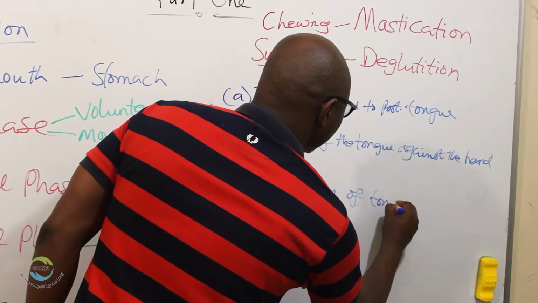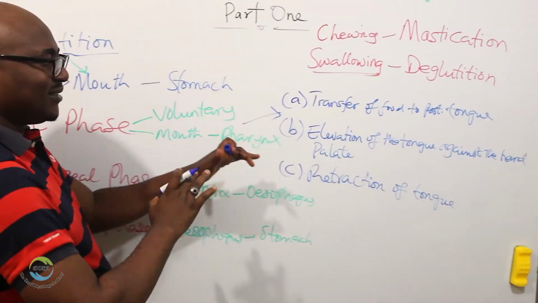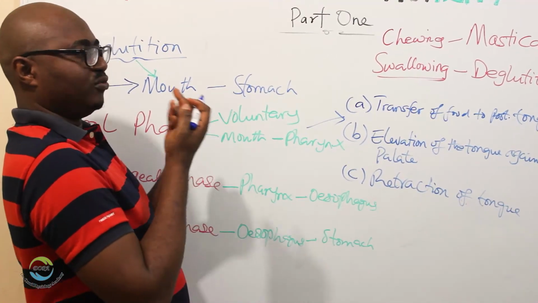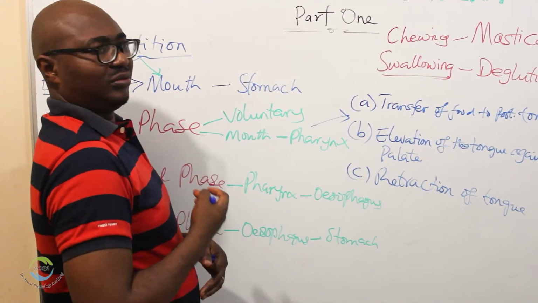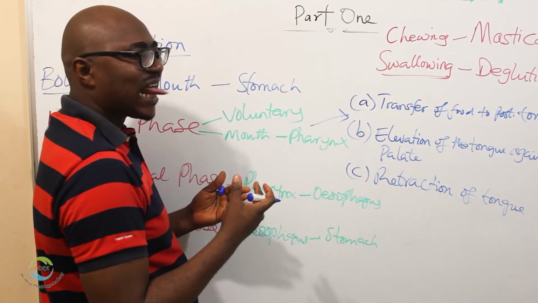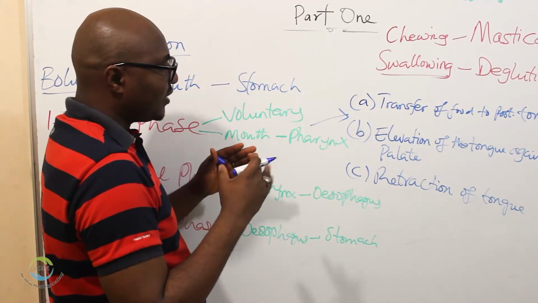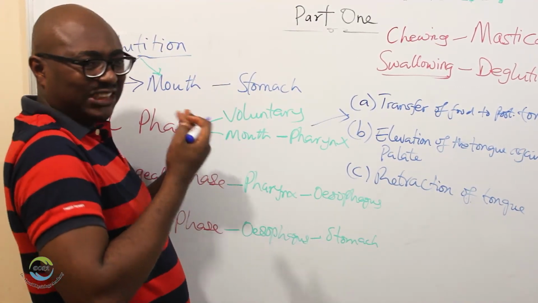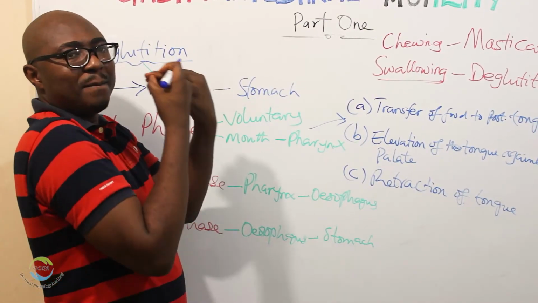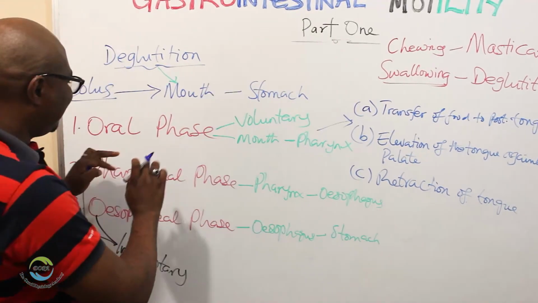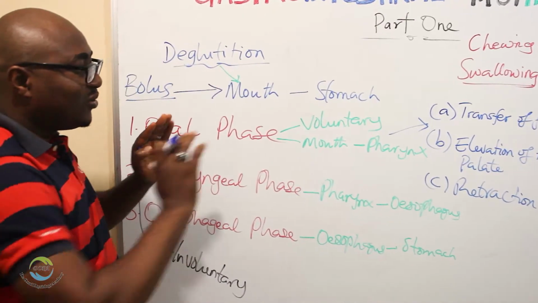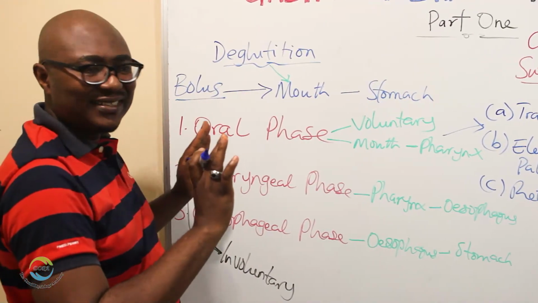Retraction of the tongue. So it's voluntary. All these things, they are voluntary. You can control them. You can control the transfer of food to the posterior part of your tongue. The tongue itself is a skeletal muscle, so you can move it voluntarily. These three things push the food from the mouth to the pharynx. So this is what happens in the oral phase.